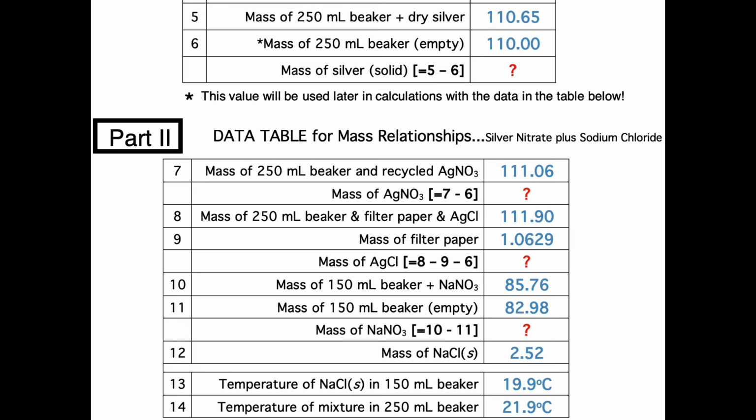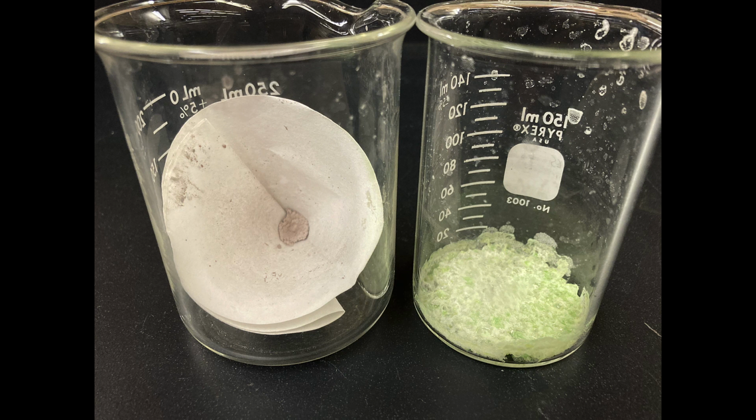At the end of part 2 of the lab, your data table should look like this. Use the data to determine the mass of the AgNO3, the mass of the AgCl, and the mass of the NaNO3. Use the data from the tables on page 6 to answer the questions on the last page of the lab. This picture of the products from part 2 of the lab may also be helpful for answering the questions. Good luck.